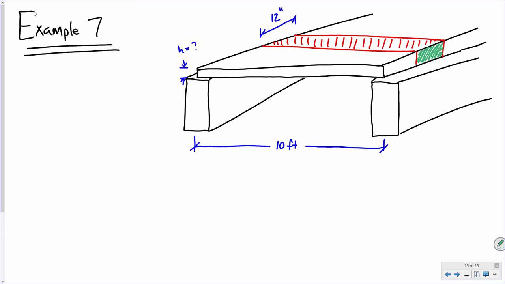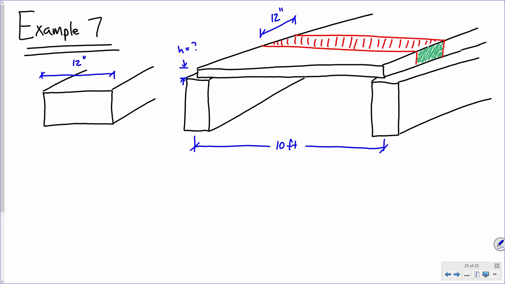Okay? So if I take this segment and I cut through it with a section, I'm looking at a beam cross-section that looks something about like this. Okay? So, and I'm going to 3D this one as well. And there's a reason why. Okay, so this dimension is, again, 12 inches.